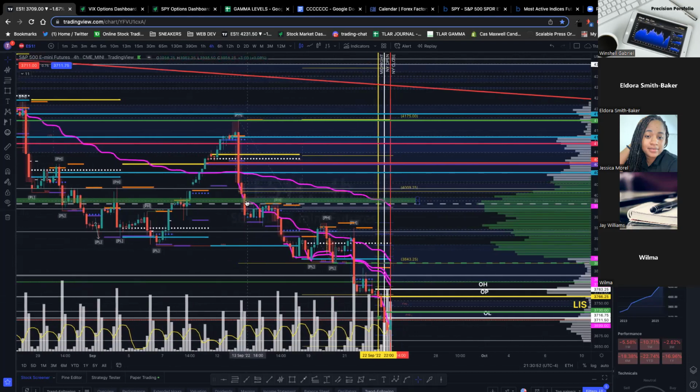And if you backtest it, it works. Wow. And how long have you been doing this, Jay? I've been trading since 2017, but I've been profitable since 2019. Nice.